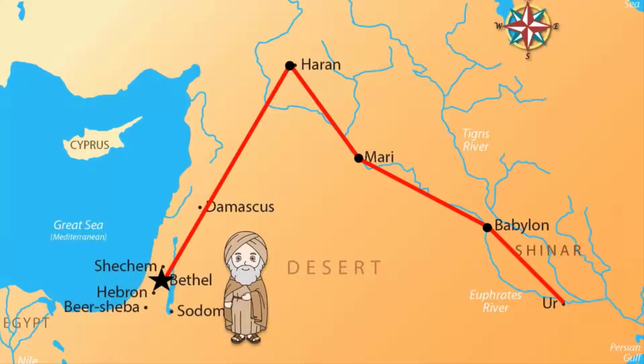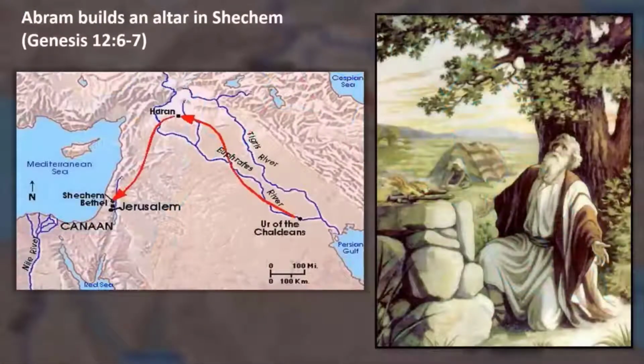So from Haran, you can see that Abram and Lot and all their possessions, they traveled down to this area called Shechem. And you can see Shechem here. It's actually just left of Bethel. So Abraham builds an altar in Shechem. We read that in Genesis 12:6.